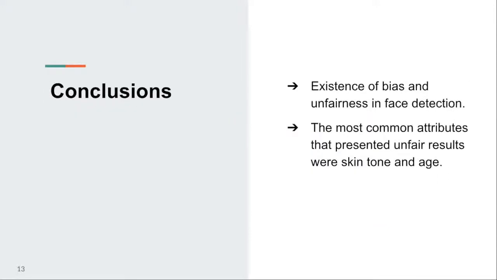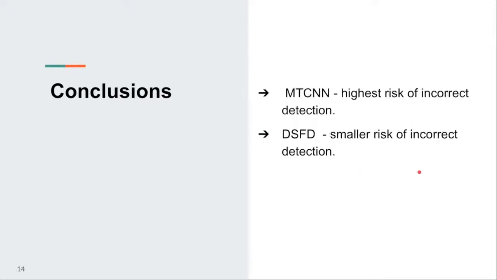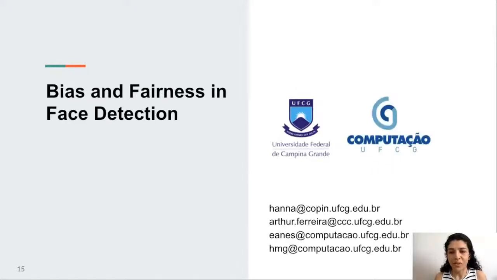In conclusion, considering the analyzed metrics, one can infer that the detectors present some type of unfairness in their results related to at least one group of attributes. The most common attributes that present unfair results were skin tone and age. The MTCNN detector has presented the highest risk of incorrect detection, and DSFD the smallest risk of incorrect detection. Thanks so much for your attention.